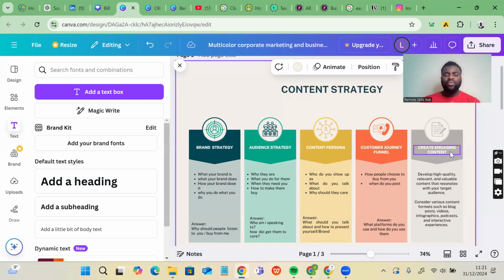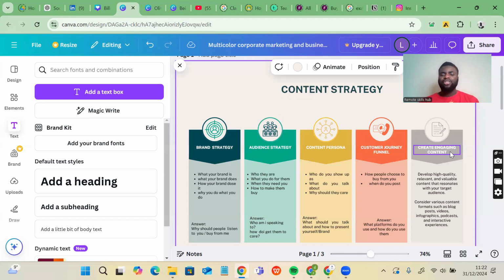So you need to understand why you want to do what you are currently doing or what you want to do, whatever it is. The answer to this question is you're simply asking yourself, why should people listen to you or why should people buy from you? If you can answer all those three questions, then one problem is already solved.